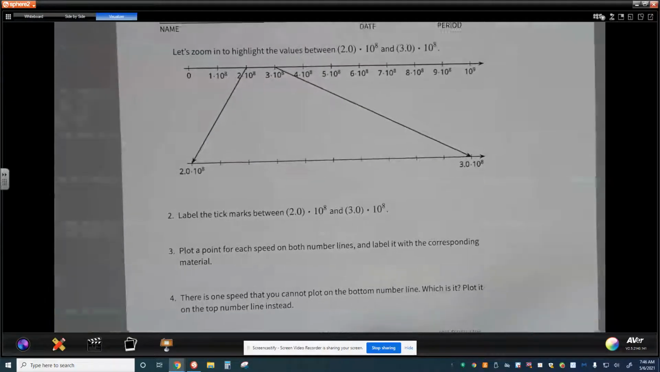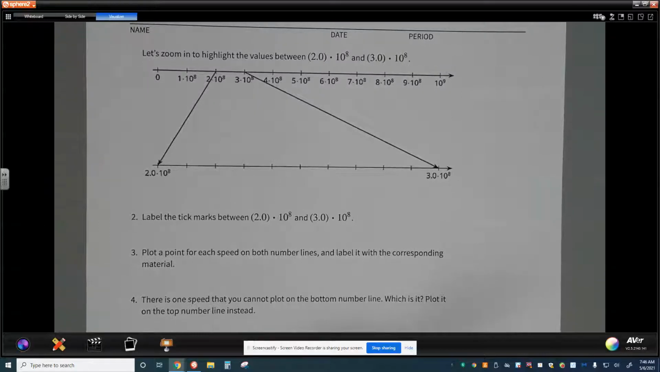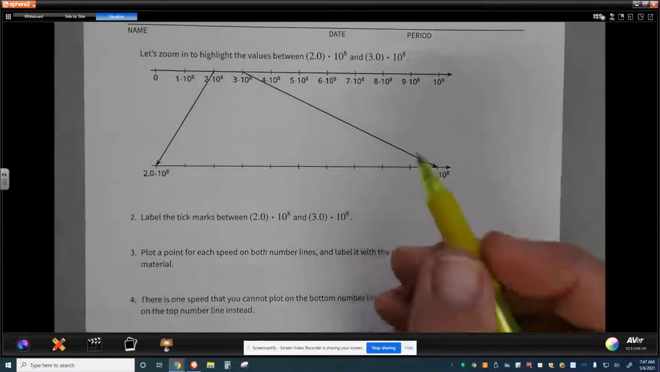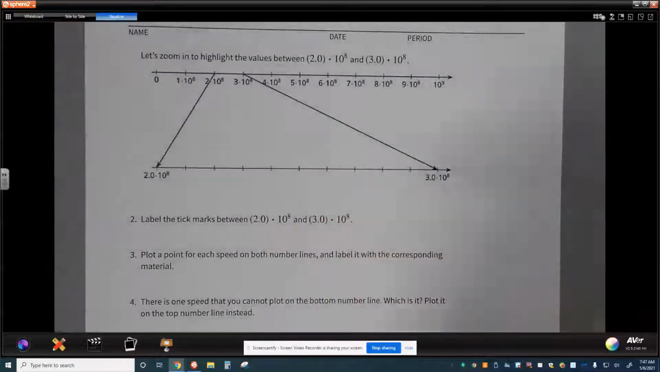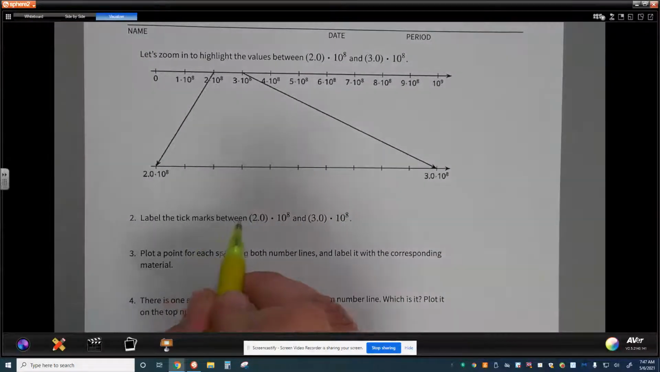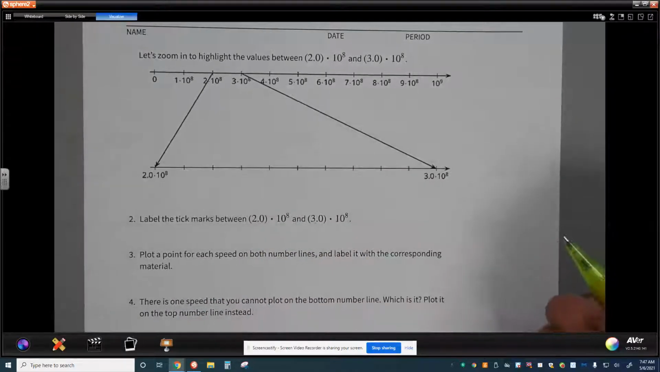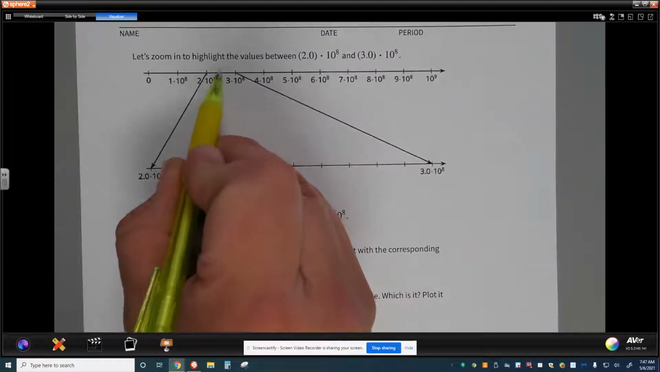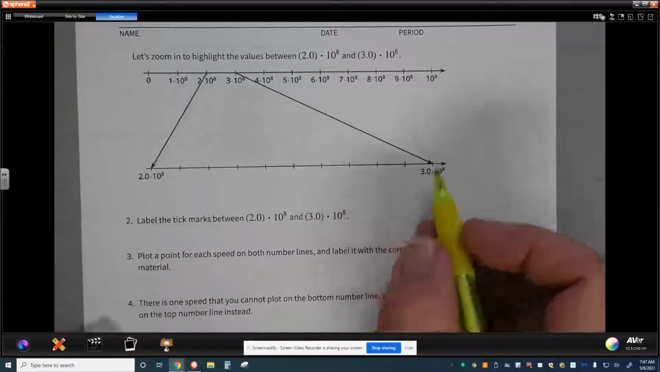And we're going to take a little zoom in onto that number line that we used. We're going to zoom in and put these other materials on the number line here and be looking at how these numbers in this table interact with that same number line that we worked on. So we're going to label the tick marks between 2 times 10 to the 8th power and 3 times 10 to the 8th power. Well, what we're doing is just magnifying this section right here to figure out how do I make this bigger.